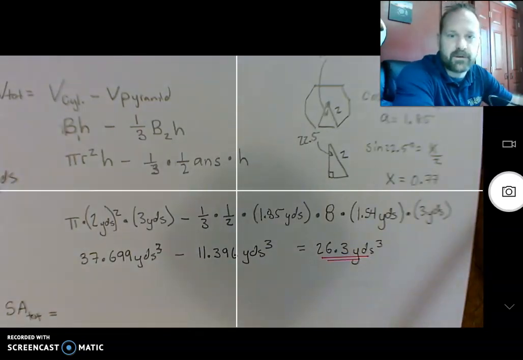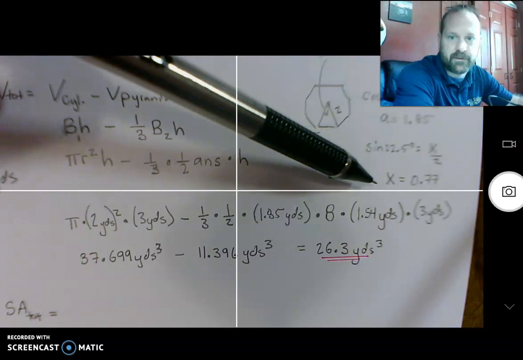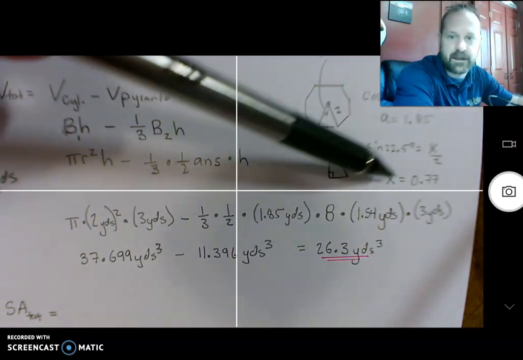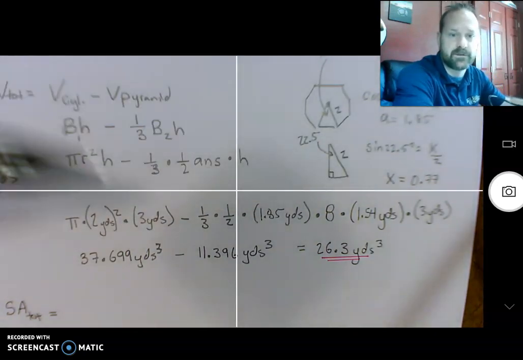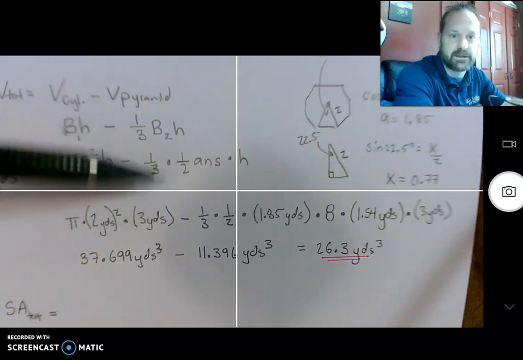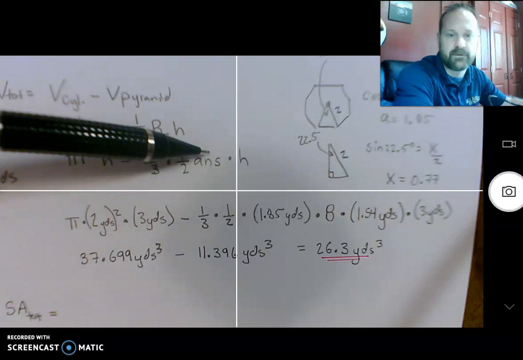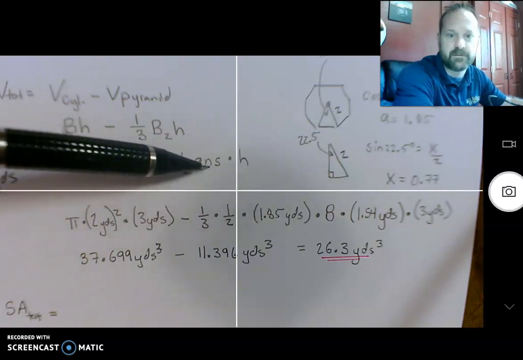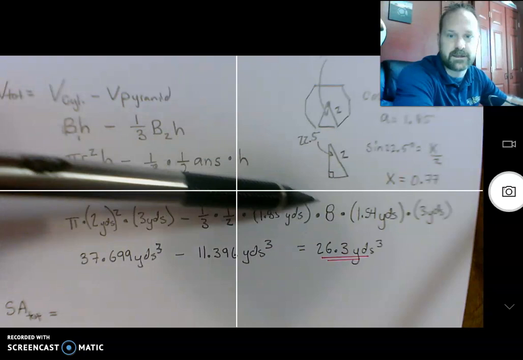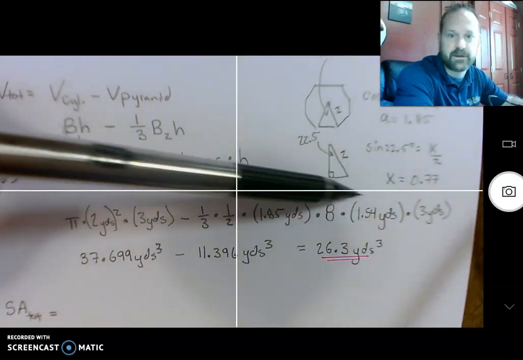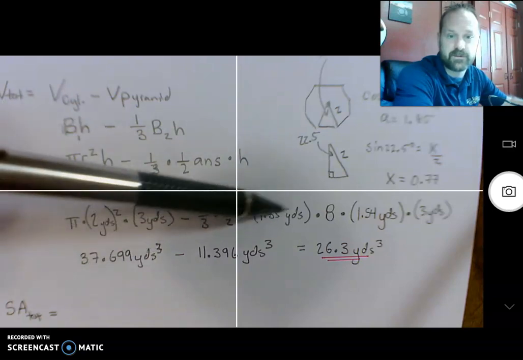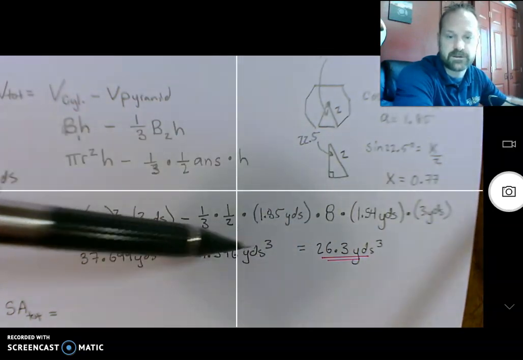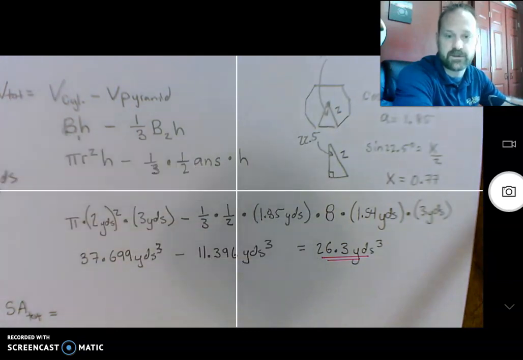This is all review, we did this in the last chapter. So I found the apothem, found half of the side length, and had to double it. This is not the side length, this is only half of the side length. It looks a little messy here, but following this: pi radius squared, height, times 1/3, 1/2 times 1.85, the apothem, 8 sides, side length is double this number here, and then 3. Units were kept: yards squared times yards, so yards cubed. Subtracting these two, we get 26.3.